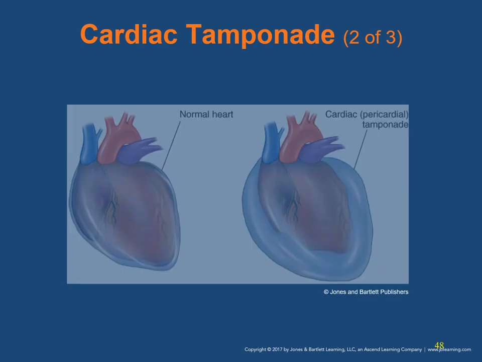This illustration shows cardiac tamponade. With cardiac tamponade, fluid builds up within the pericardial sac, causing compression of the heart's chambers and dramatically impairing its ability to pump blood to the body.